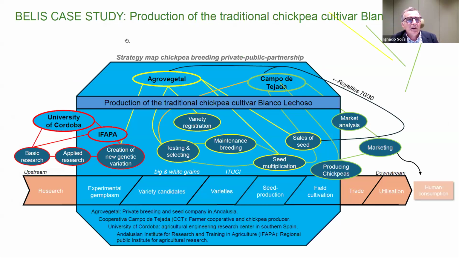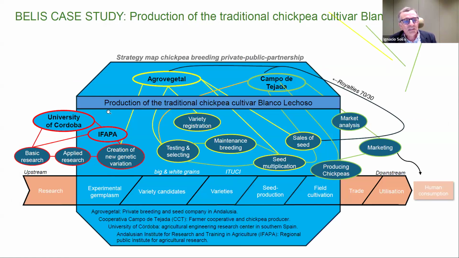This is the schema of one of the BELIS case studies, the production of the traditional chickpea cultivar Blanco Lechoso. It's not only cultivar Blanco Lechoso but the derivatives like Ituzi, because Ituzi is a derivative line from this population Blanco Lechoso. This case study started working 20 years ago.